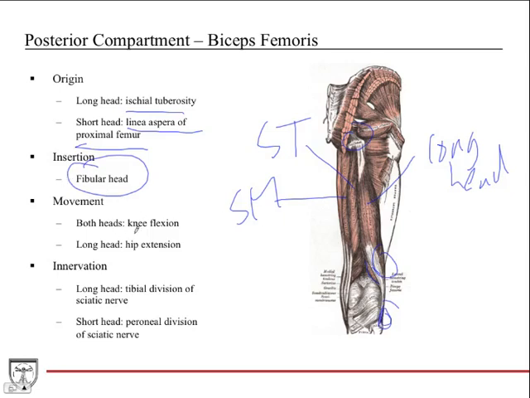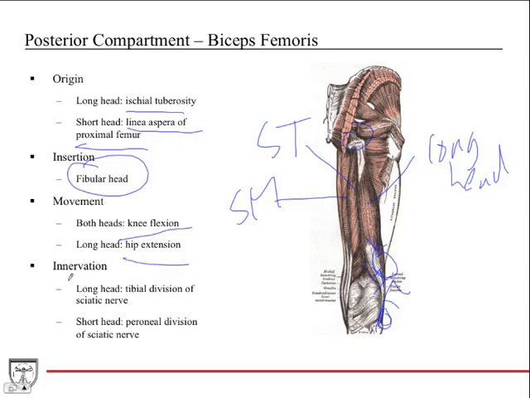So both heads, they both flex the knee. So, muscles contract, they contract. It's going to pull up on the knee because it crosses that knee joint. Now the long head, since it comes up here and has this origin with these other muscles that also cross the hip joint, just like those, it also crosses that joint, and so it also helps with hip extension.